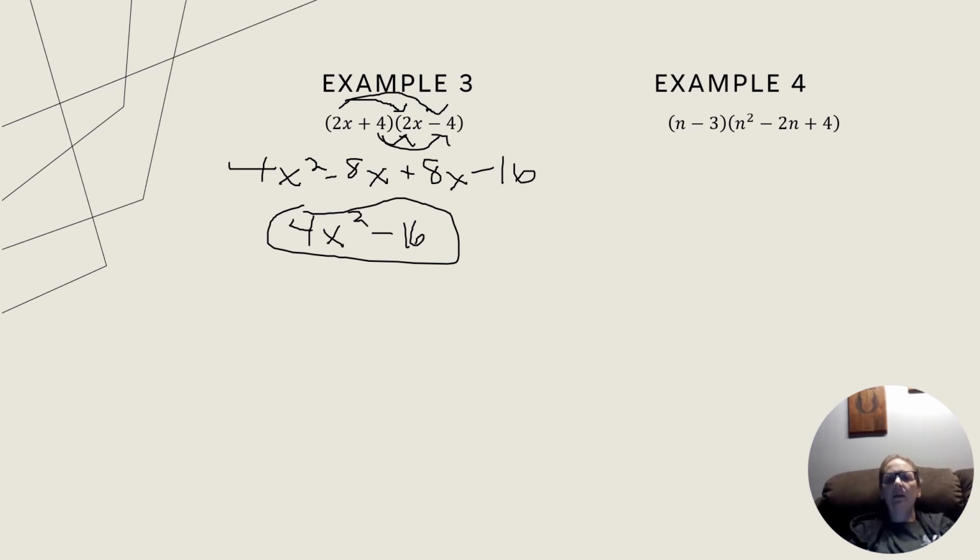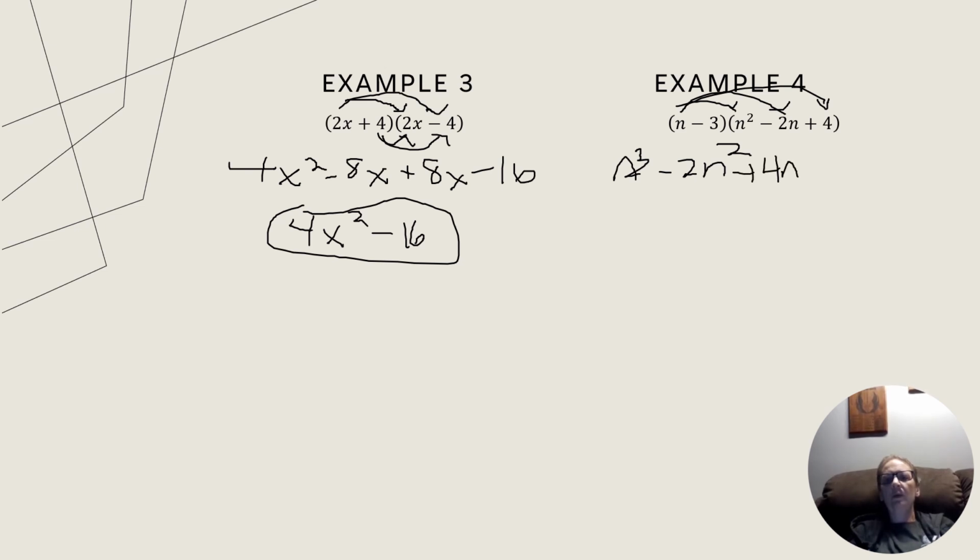All right, our last problem is multiplying a binomial by a trinomial. It works exactly the same way. I start by distributing the first term through. So I'm going to distribute the n through. So n times n squared is n cubed. Sorry, that's a sloppy 3. n times negative 2n is negative 2n squared. And n times 4 is 4n.